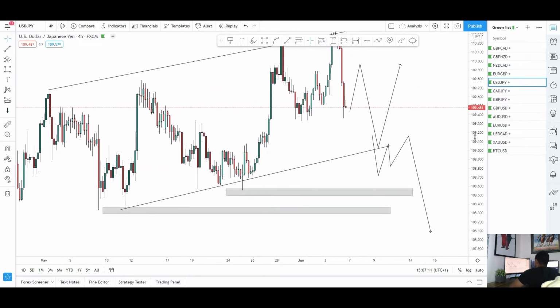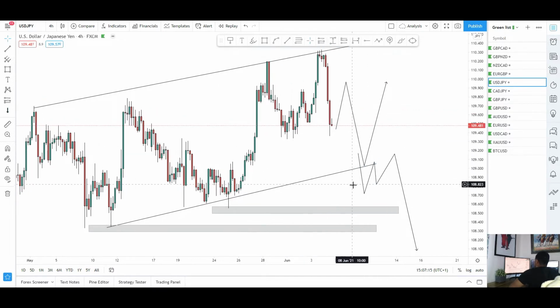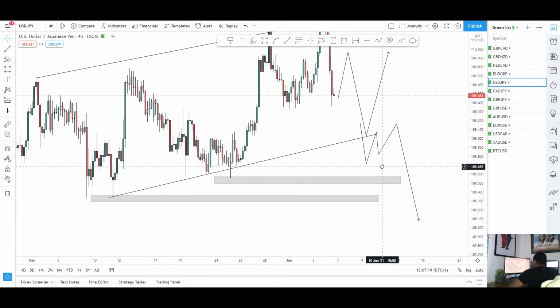So USD JPY, I think we'll probably roll over to the downside again, and if you do reject this trend line, we'll probably see another push to the upside. But if you break through, can change our bias to bearish and see a bigger move to the downside.